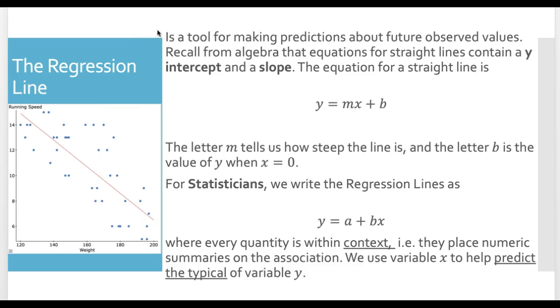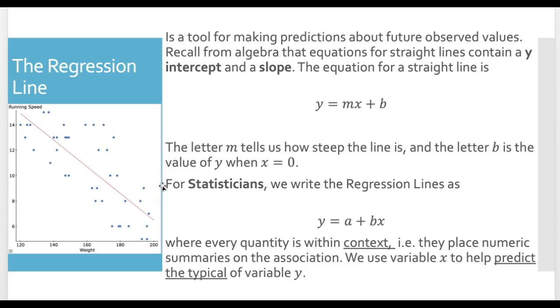Recall from algebra that equations for straight lines contain a y-intercept and a slope. The equation for a straight line is usually given by y = mx + b, where y is our dependent variable, m is our slope, x is our independent variable, and b is the y-coordinate of the y-intercept. The letter m tells us how steep the line is, and b is the value of y when x is equal to 0. That's just the definition of the y-intercept.